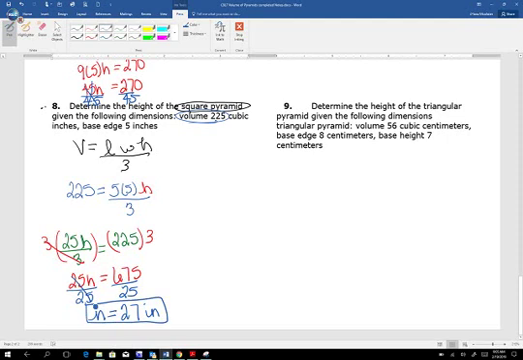Are there any questions about finding the height when given the volume?